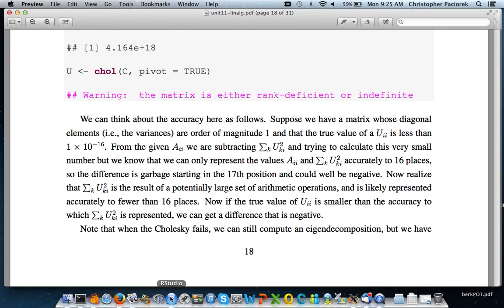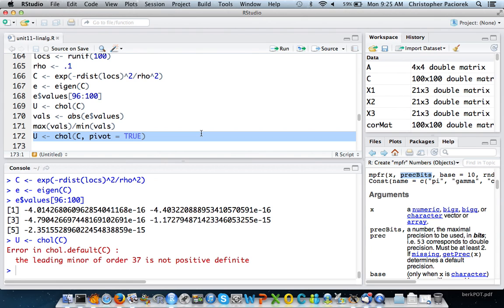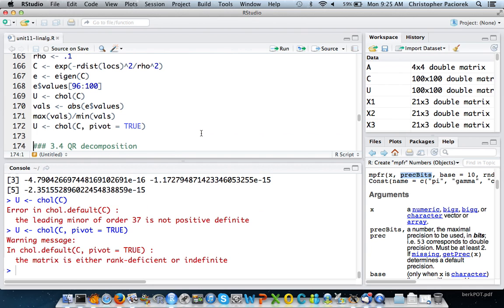The nice thing is that we can actually get around this numerically, and that is basically a similar solution to what we did with the LU decomposition of exchanging rows, of pivoting. So if in R I say pivot equals true for this same matrix C that just failed when I tried to do the decomposition, it'll return U. It'll give me a warning message that says there's a problem with the rank of this matrix, and analogously that it seems like it's not positive definite.